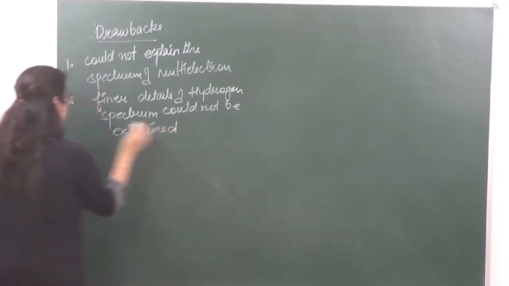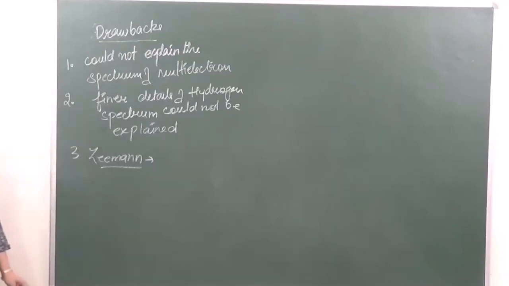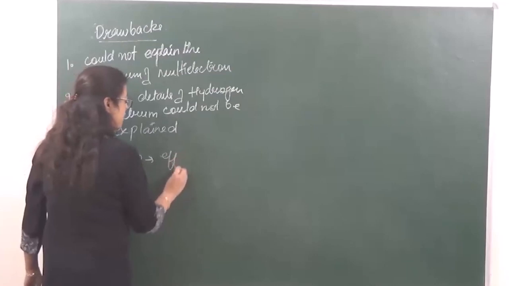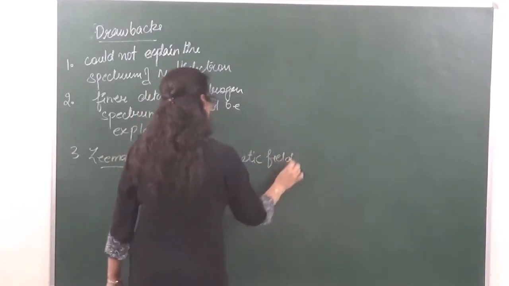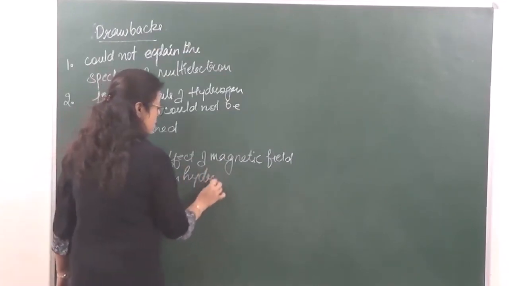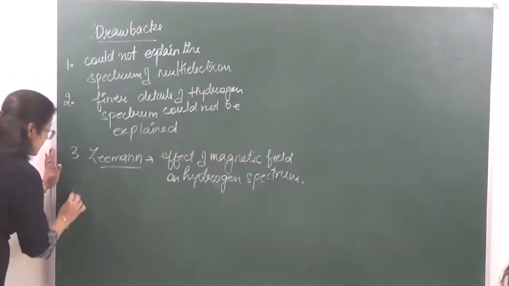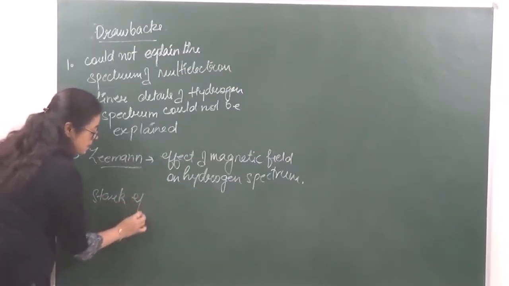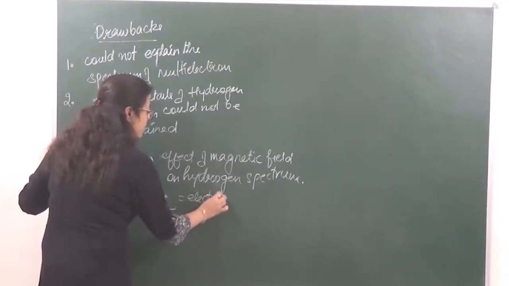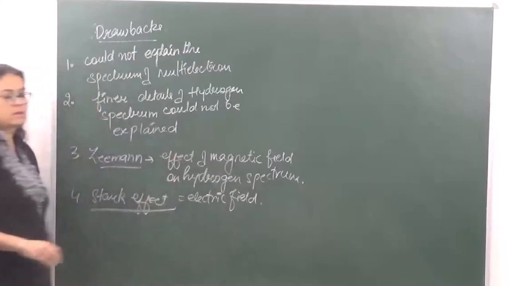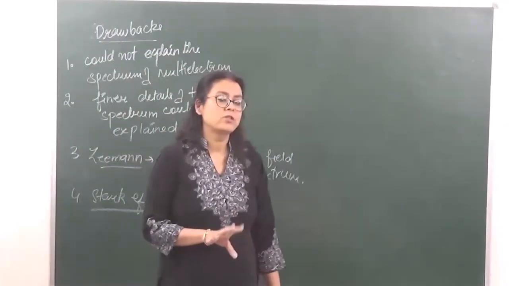Also, he could not explain the Zeeman effect. Right? What was the Zeeman effect? That is the effect of magnetic field on hydrogen spectrum. Okay? And he could not explain the Stark effect. Stark effect is the effect of electric field. Right? So this was Bohr's model. In the next lecture we are going to do questions on this. Okay?